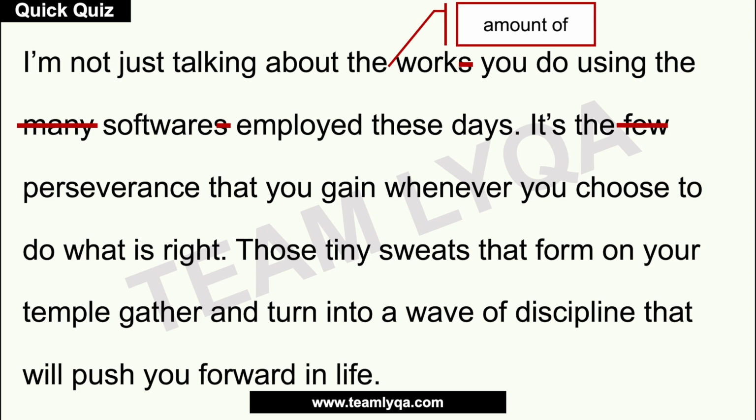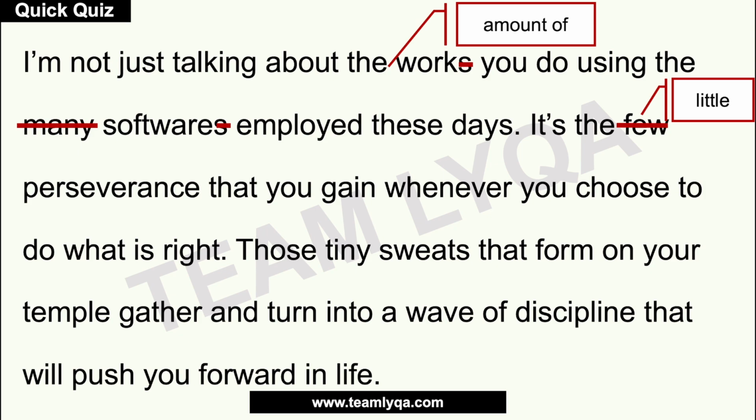Kasi ang perseverance, this is an abstract concept. Hindi rin natin ito binibilang. Okay? Hindi by number. So, what we say instead of few would be little. It's the little perseverance that you gain whenever you choose to do what is right. Okay? So, hindi pwedeng few, pero pwedeng little. Or, kung gusto nyo tanggalin, pwede rin.